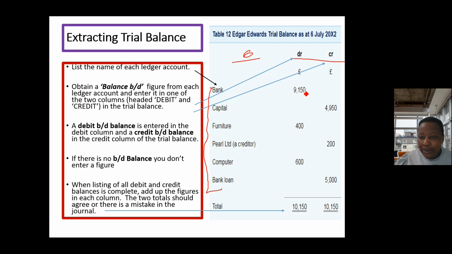Once you have all of those recordings of all of the balances brought down, they should be equal. The balances on the debit side, as well as the balance on the credit side, should sum up to give you an exact figure. In this case, we have 10,150, 10,150. If you find out that the balances on your trial balance is not balanced, that tells you already that there's been an error. There's been an error that you need to then go back to check where the mistake has been, and then you can correct the errors.